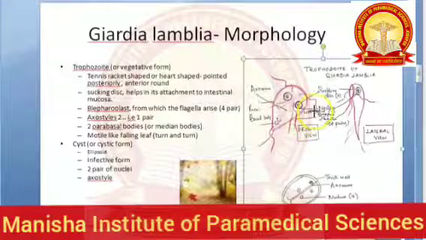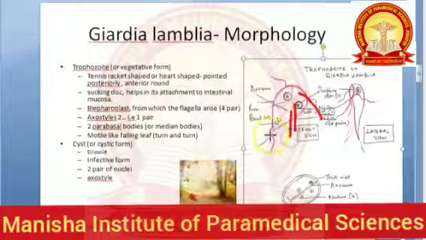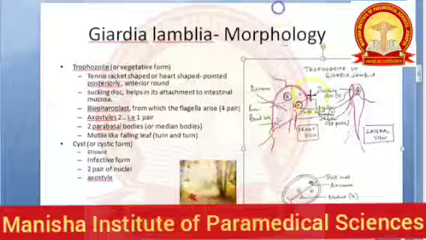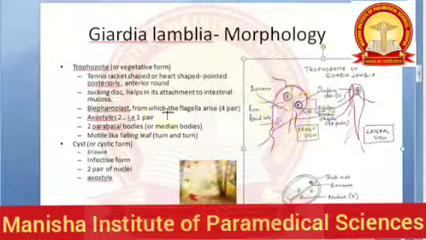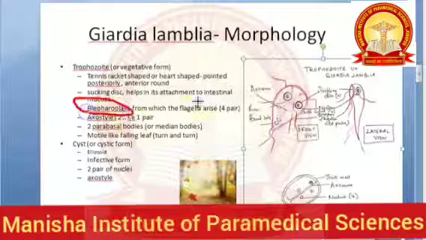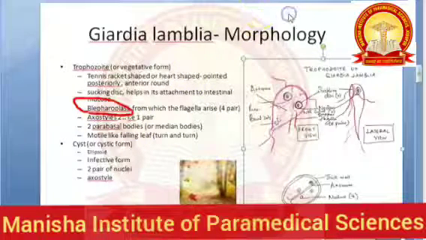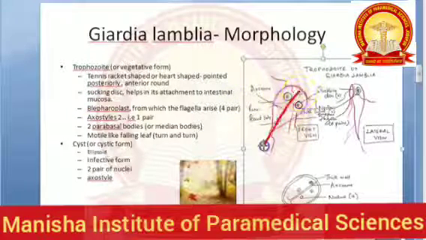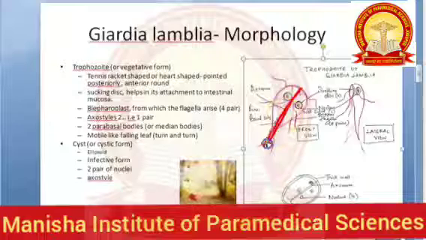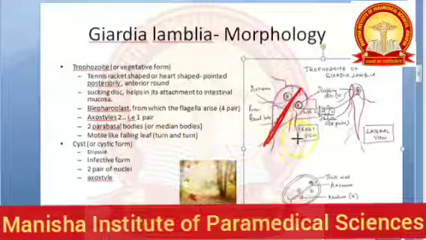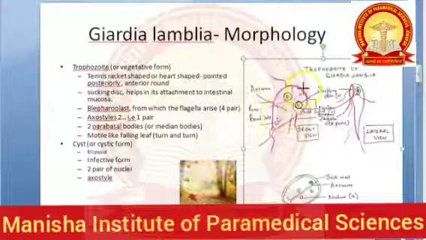There are 4 pairs of flagella, 1 pair here, 1 pair here, 1 pair here and 1 pair here. So totally 4 pairs of flagella in Giardia lamblia. They all arise from something called the blepharoplast. If you want, you can remember that word. Then there is an axostyle. They say there is 1 pair of axostyles, that means there are 2 axostyles here.